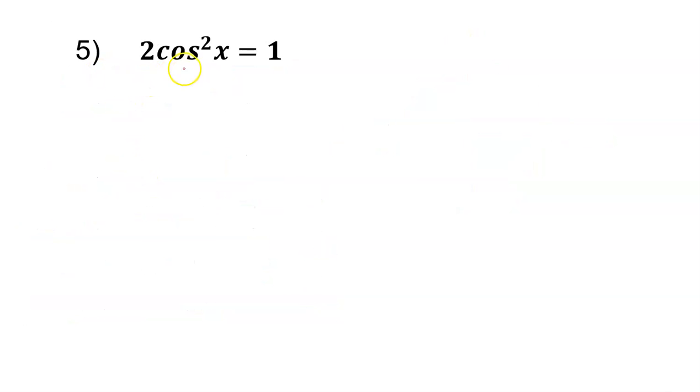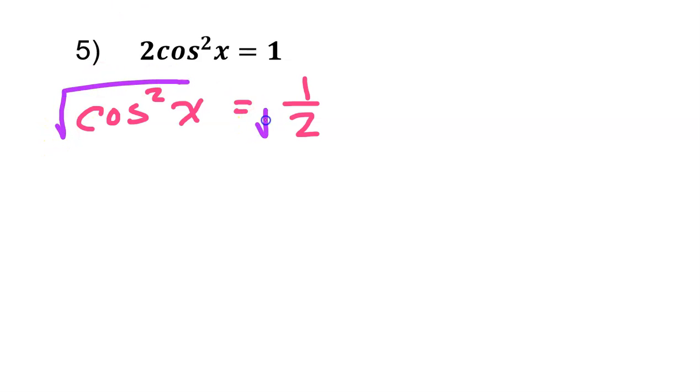For problem number 5, we first must get cosine squared x alone. So dividing both sides by 2, we have cosine squared x is equal to 1/2. Next, we need to take the square root of both sides of the equation. Don't forget, when you take the square root of both sides, the solution will be positive or negative.